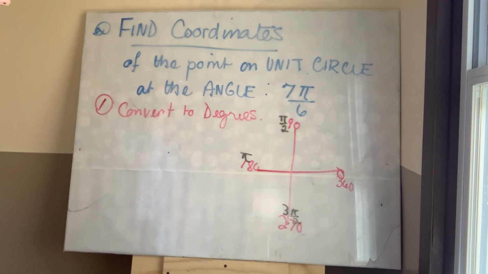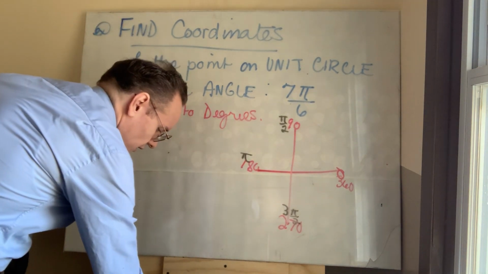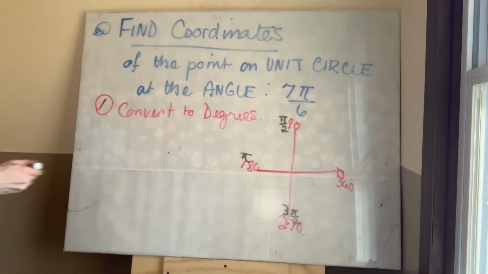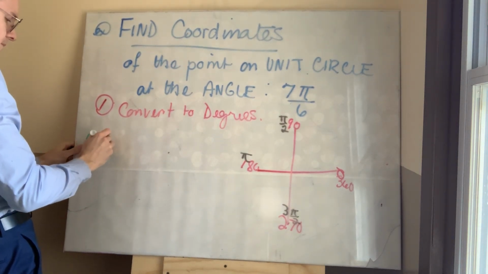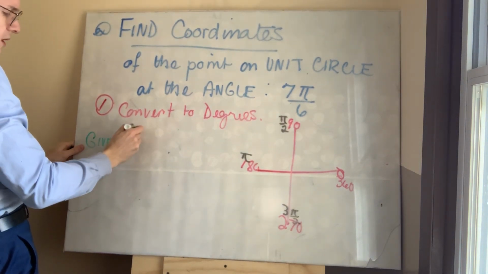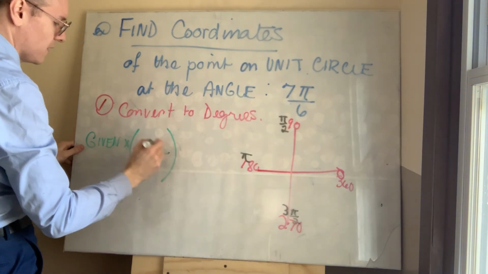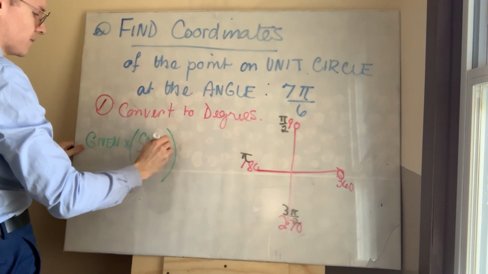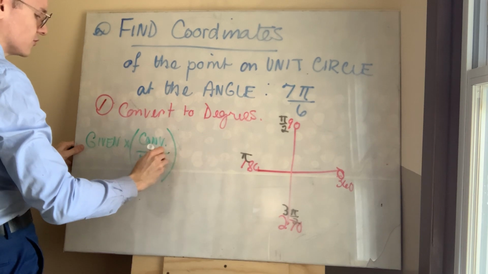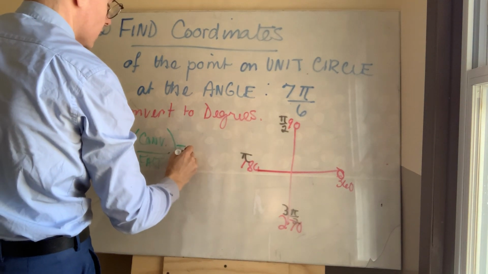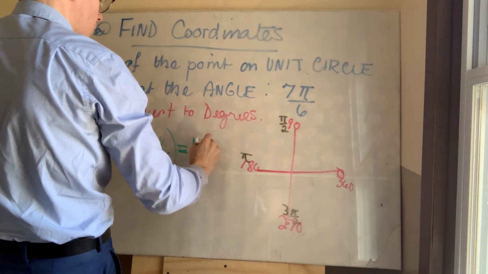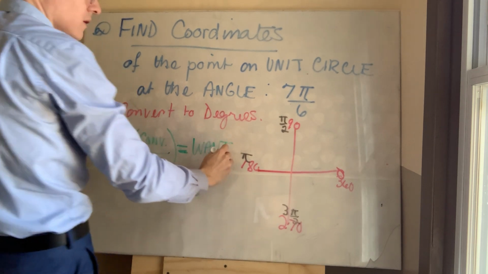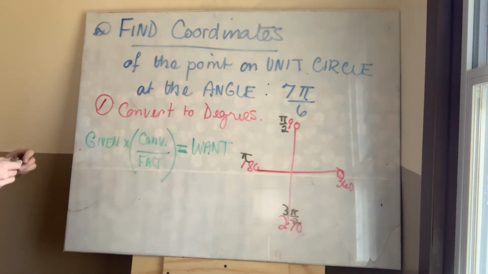Okay, let's convert to degrees first. Here's an opportunity to take what is given, multiplied by the conversion factor that is appropriate, and rig it so that it cancels and spits out what we want. Let's see what I mean. This is more or less a review from last time.